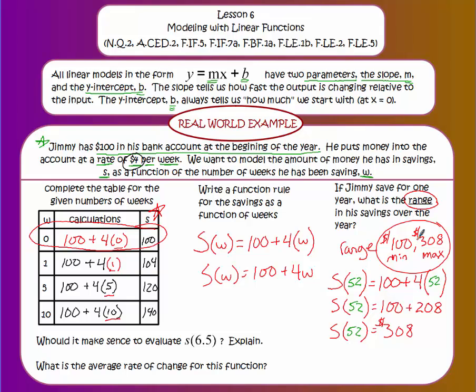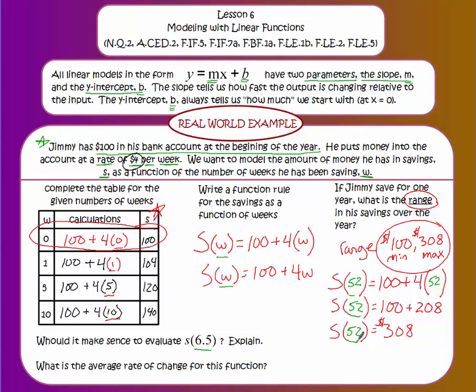All right, so would it make sense to evaluate S of 6.5? Does that make sense? What does that mean? What does this number, this 6.5, represent? Right? We have to look back. That 6.5 is this number. It's the weeks, right? Or over here is that 52. So what would 6.5 mean? It would mean 6.5 weeks.